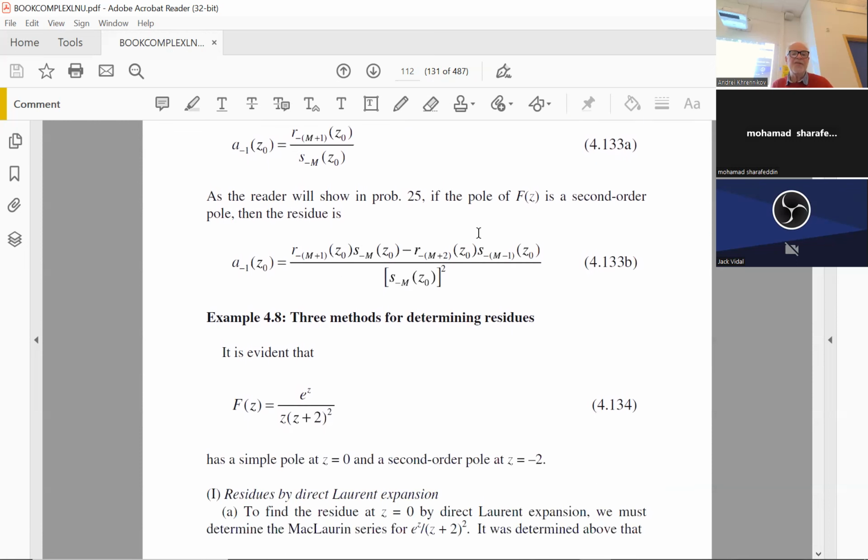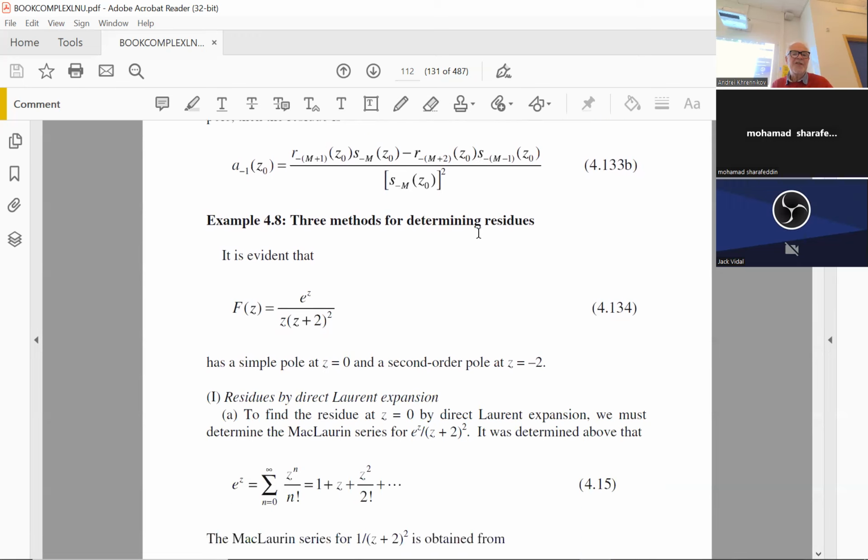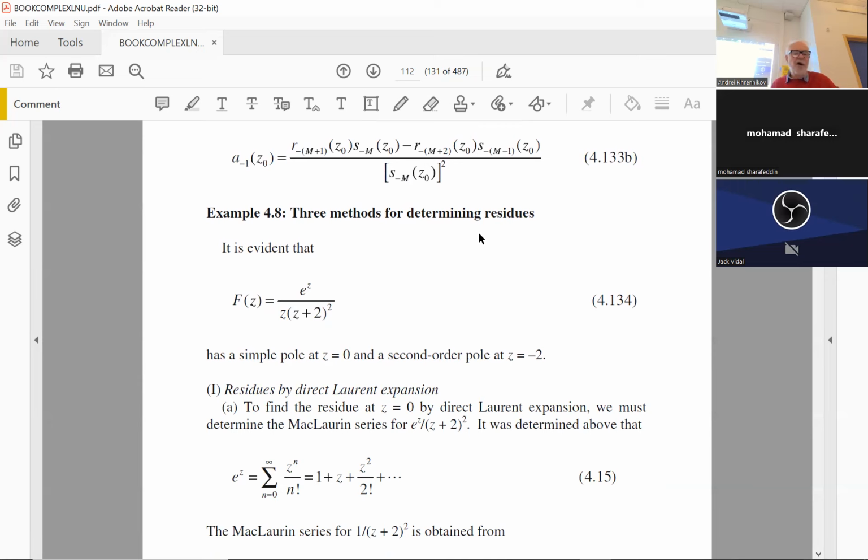Okay, now let's consider examples. For example, this function: exponent z divided by z plus 2 squared. Of course, it has singularities only at the poles, because the rest of the function is analytic. Singularity is only here, so it is very good to extract the non-singular part. The non-singular part is exponent z divided by z plus 2 squared at the point z0.